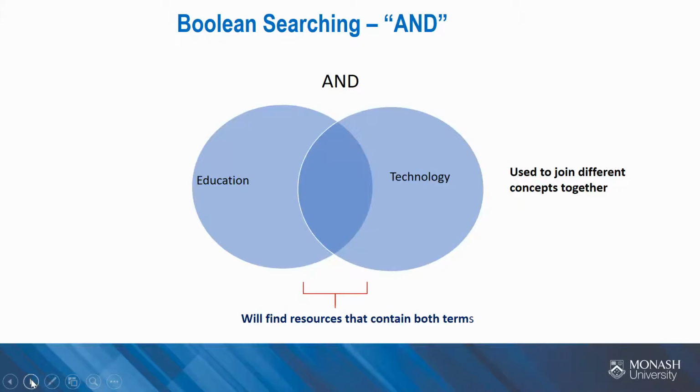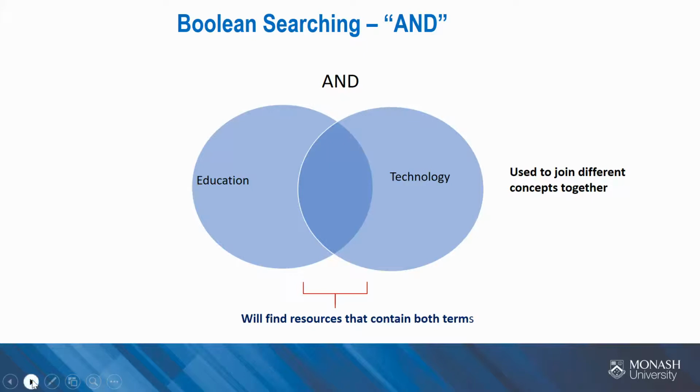AND functions in almost the opposite way to OR. Connecting terms with AND in your research retrieves items that contain both terms only. Using AND between your terms narrows your search. You get fewer results. AND is excellent for connecting unrelated terms that are important to your research. For example, searching on the terms education and technology will only retrieve results that contain both of the terms. This is shown by the dark shaded area on the diagram.